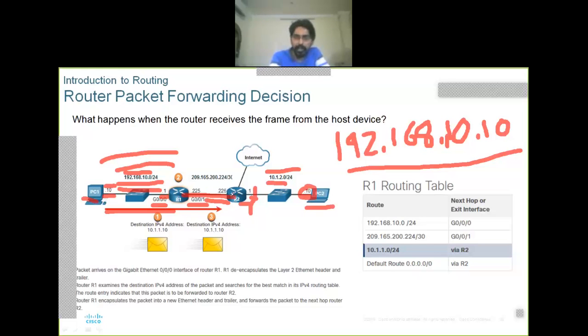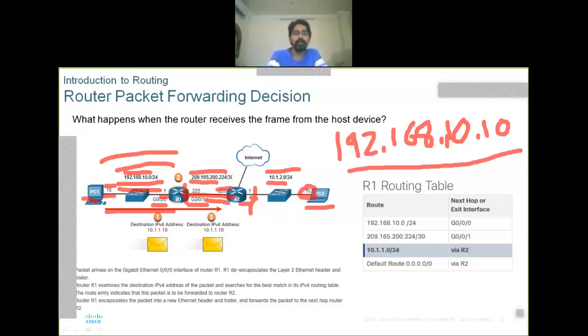Next, observe that the router and router are connected. What is the network address of this connection? The network address of that connection is 209.165.200.224. Next, what is the IP address of R1 connected to this route? It is 209.165.200.225. What is the IP address of R2 connected to this route? It is 209.165.200.226. These are the IP addresses we have to write.